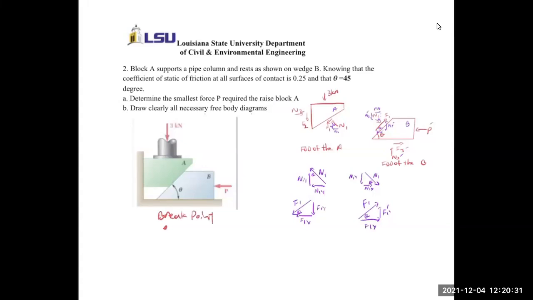so the break point right here is the point where this object is bound to transition from equilibrium to motion. And this point right here is the largest force P for this thing to stay in equilibrium. And then this point right here is the smallest force P for this thing to be in motion. Okay, so I want you guys to know the difference between those two.